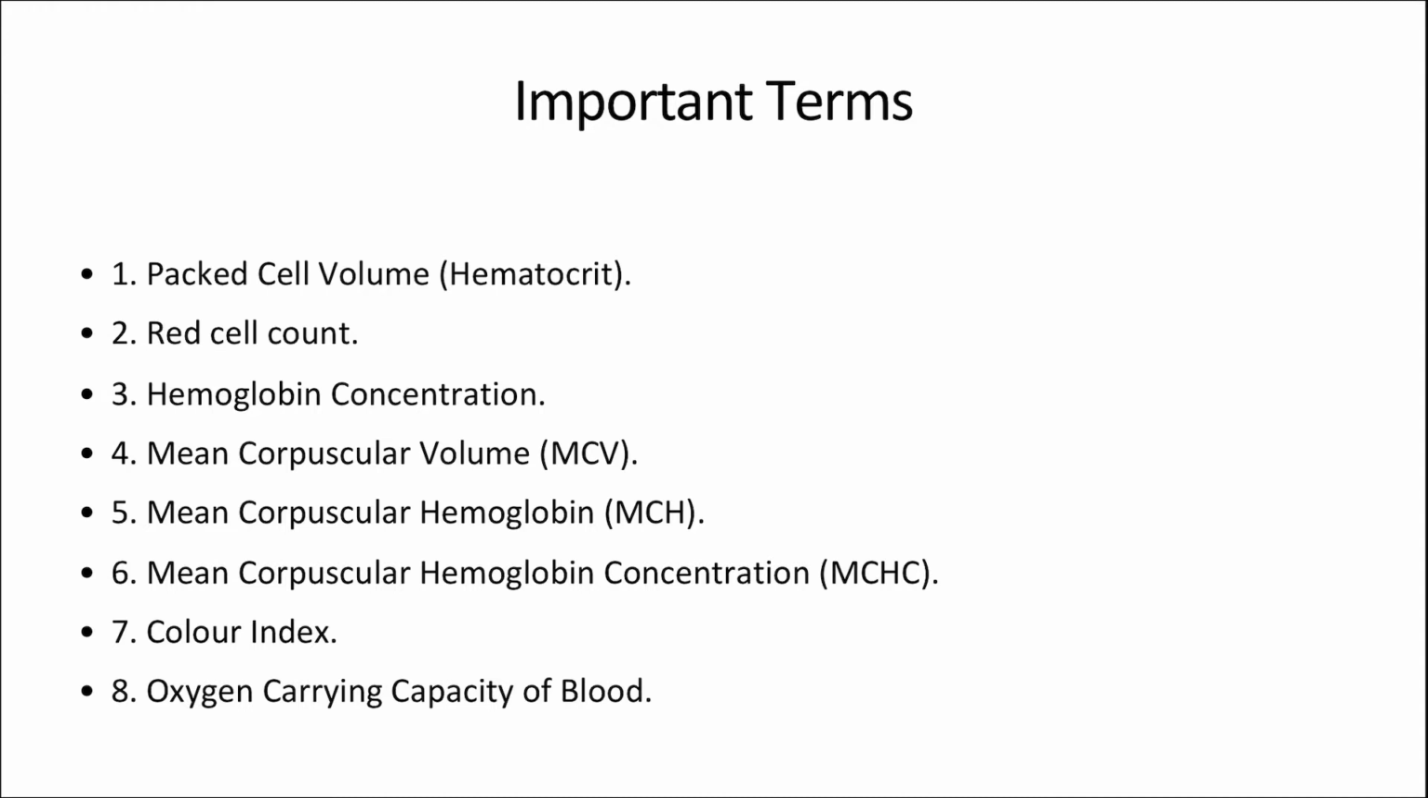So first one is packed cell volume or hematocrit. Second one is red cell count. Third one is hemoglobin concentration. Fourth one is mean corpuscular volume or MCV. Fifth one is mean corpuscular hemoglobin or MCH. Sixth one is mean corpuscular hemoglobin concentration or MCHC. Seventh one is color index. And eighth one is oxygen carrying capacity of blood.